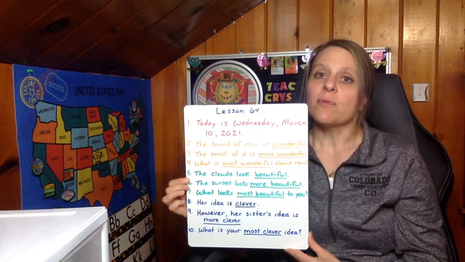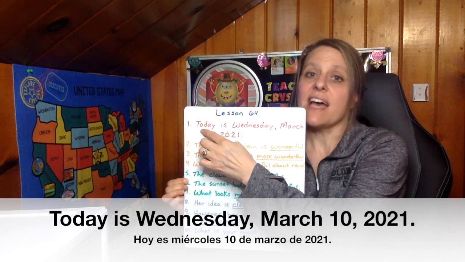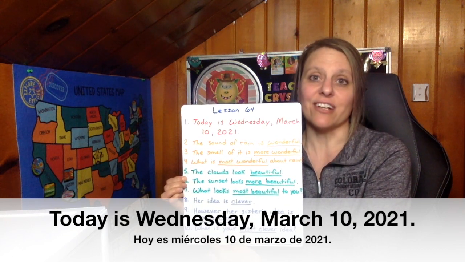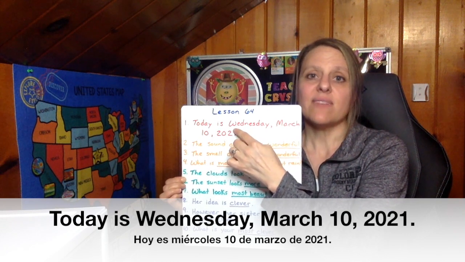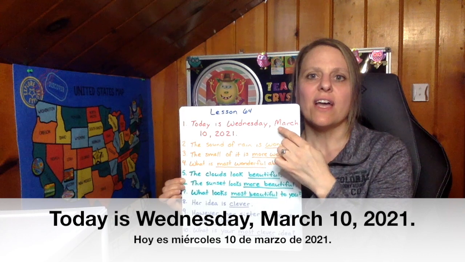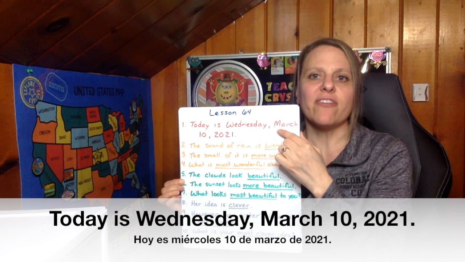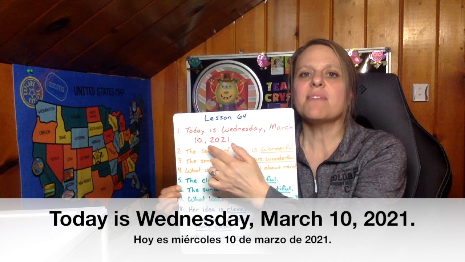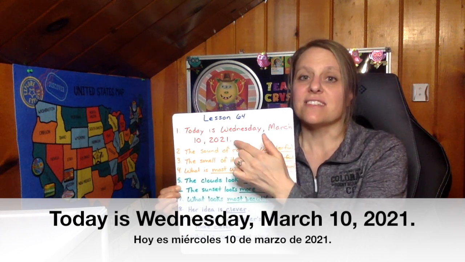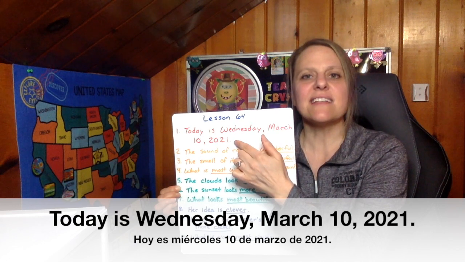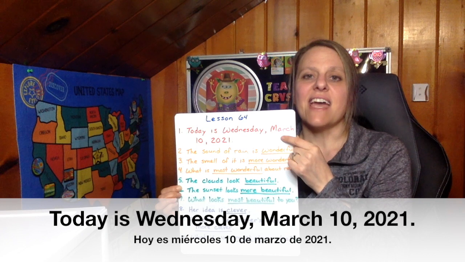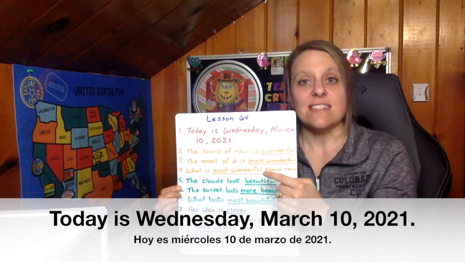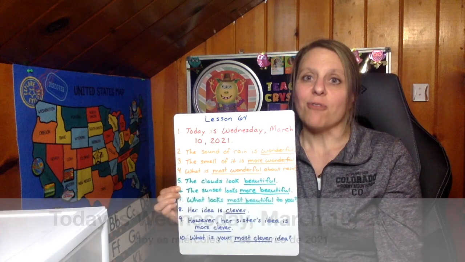Number 1, we always begin with the date. Today has a capital T because every letter at the beginning of your sentence should have a capital letter. Wednesday has a capital W because it is a day of the week. March has a capital M because it is a month of the year. There is a comma that separates the day and the month, and there's a comma that separates the date and the year. Your sentence should end in a period because it is a telling sentence. It gives information. Today is Wednesday, March 10th, 2021. Remember, 10th is pronounced as an ordinal number when you read it out loud.